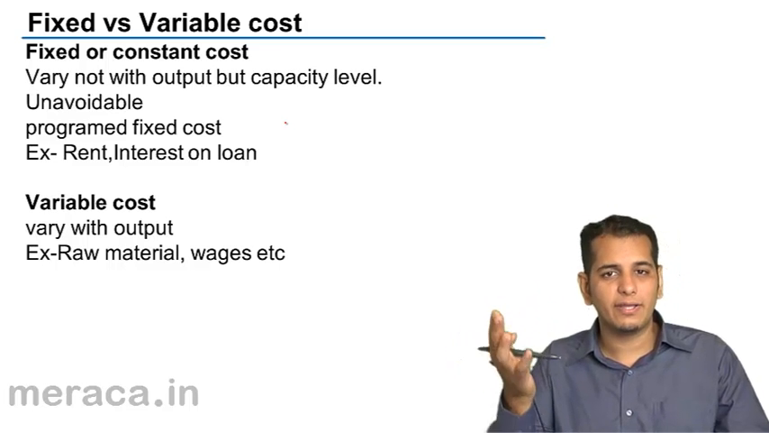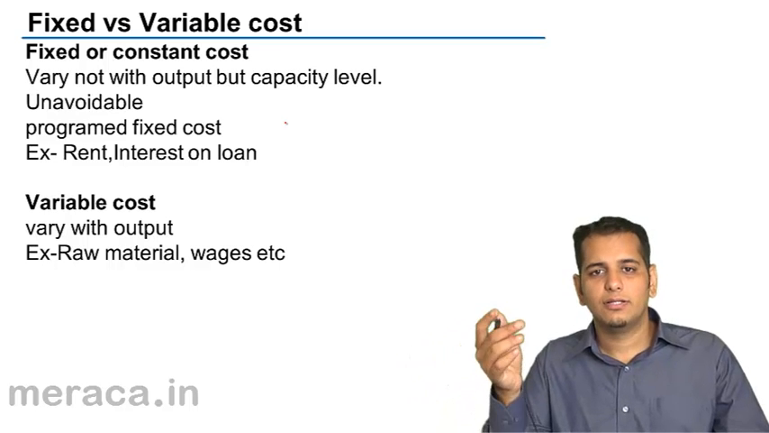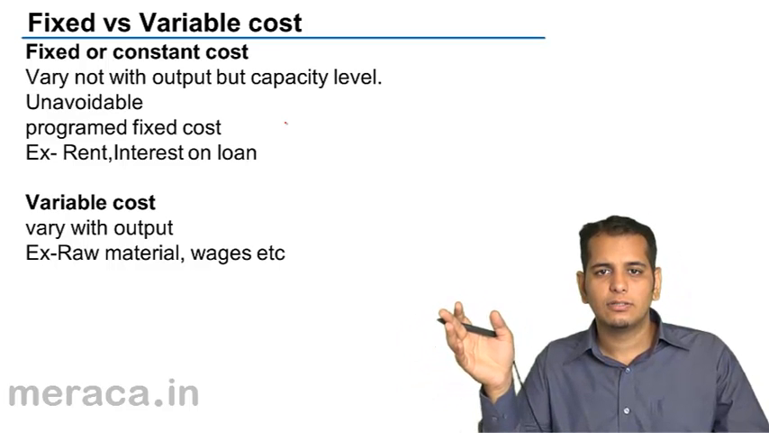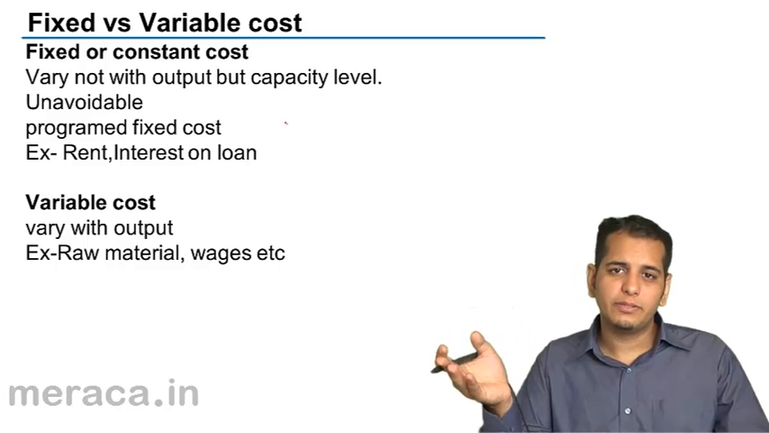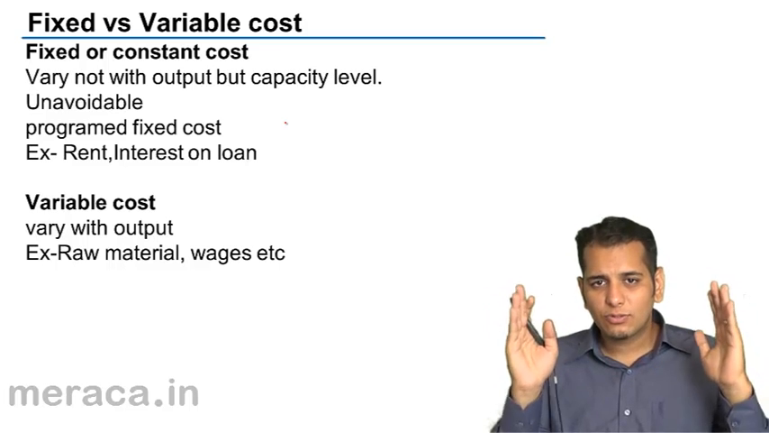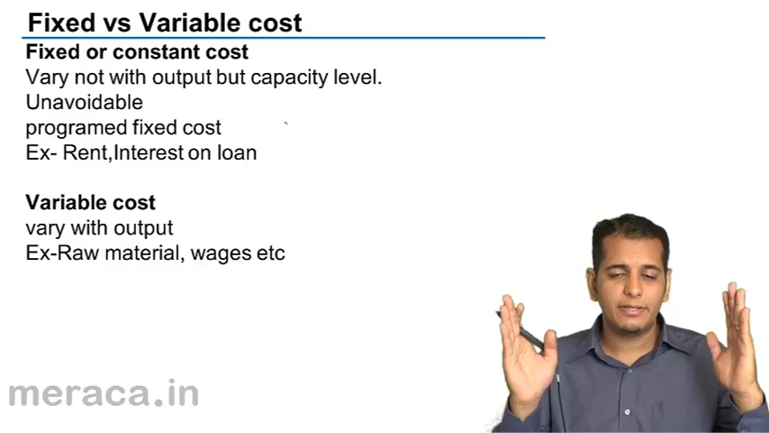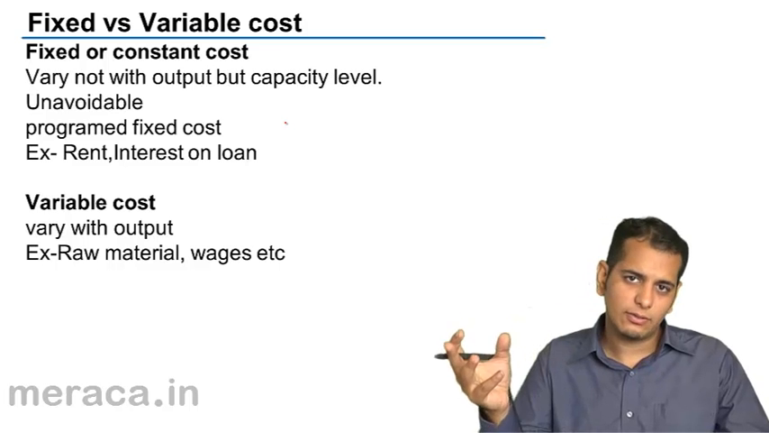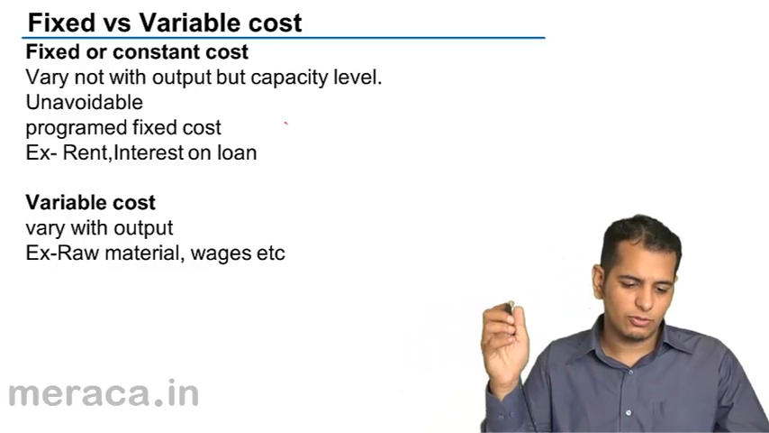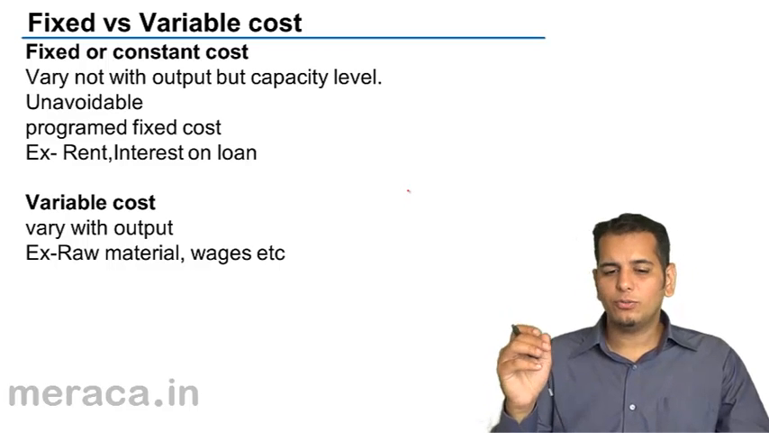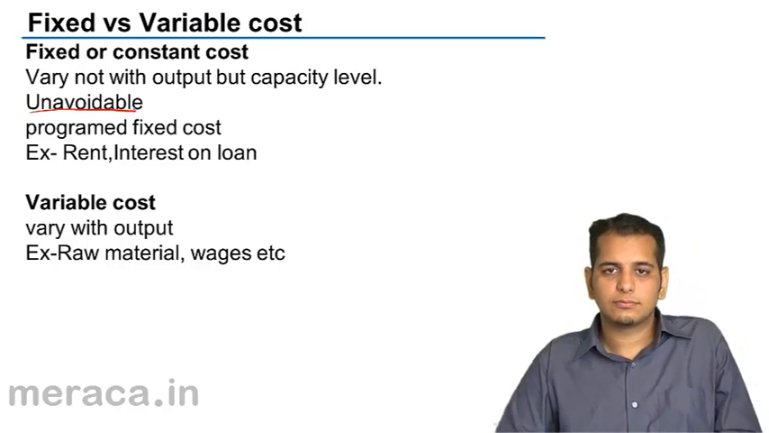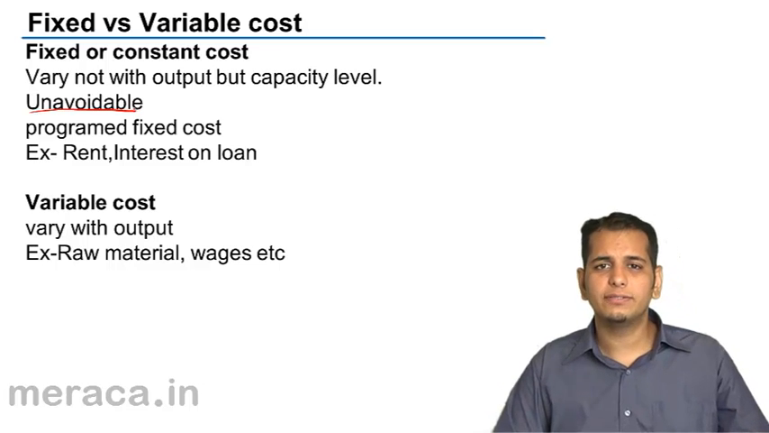Again, if you hire a classroom, it does not matter if you teach one student or 10 students or 100 students in it. You'll pay only 10,000 rupees. So, what is happening is these costs are fixed, they do not change with the amount of output, and thus they are called fixed cost or constant cost. It is important to understand that these costs are called unavoidable costs. You cannot avoid these costs.